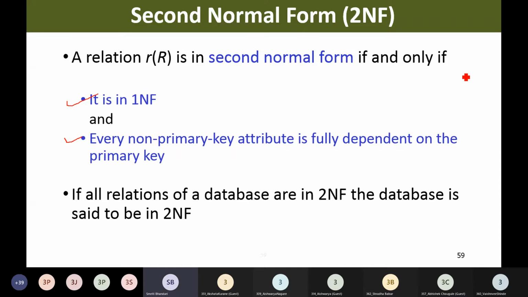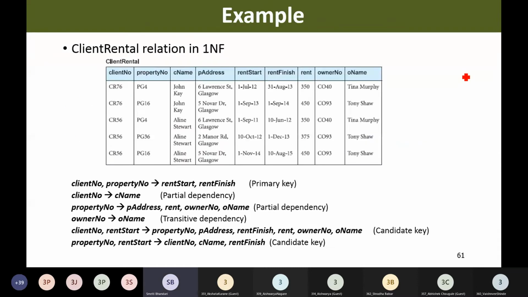So I hope you must have understood now the definition of second normal form, right? So let us proceed now with examples. In the last class, we had a client rental relation in 1NF. We had the unnormalized form of a relation and we converted that relation in 1NF. After flattening the table, after applying the first approach of 1NF, we have got this client rental relation.